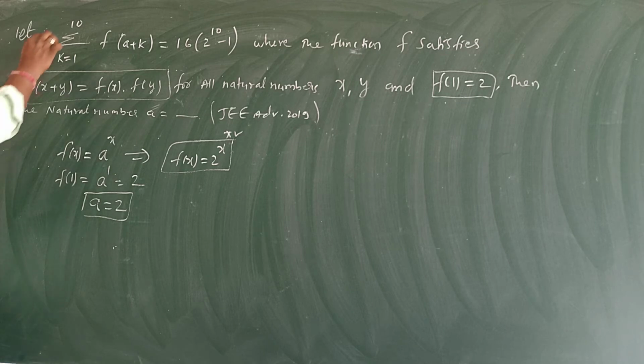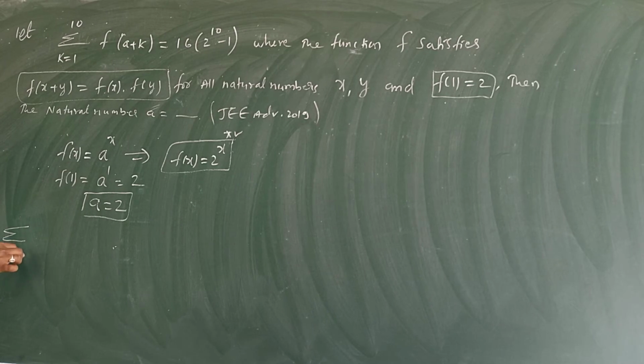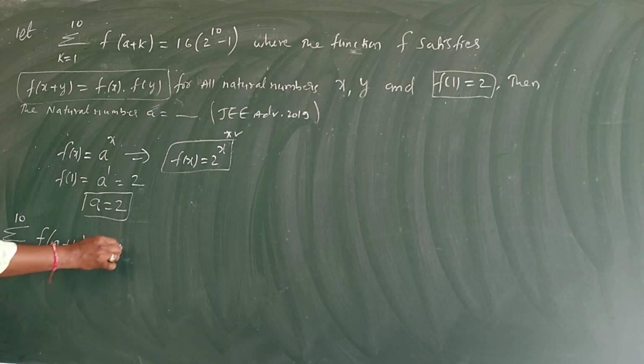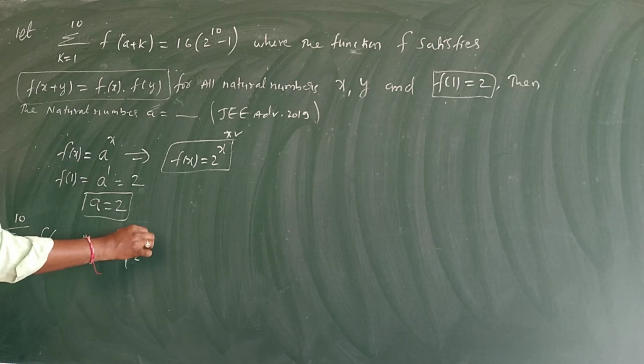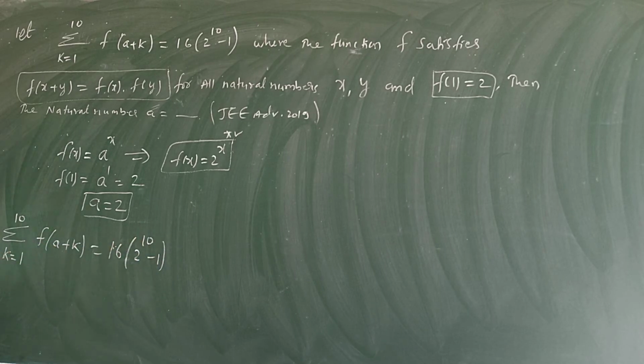Now what is my target here? I will take this question: the sum from k equal to 1 to 10 of f(a + k), they have given that it is 16 into (2^10 - 1). Now, what is f(x)? You have identified f(x) as 2 to the power of x. So f(a + k) will be what? 2 to the power of (a + k).